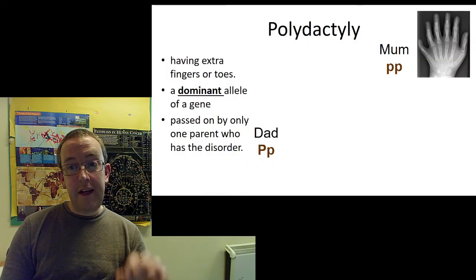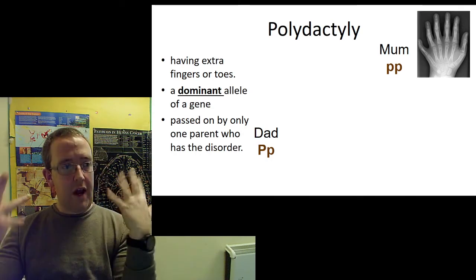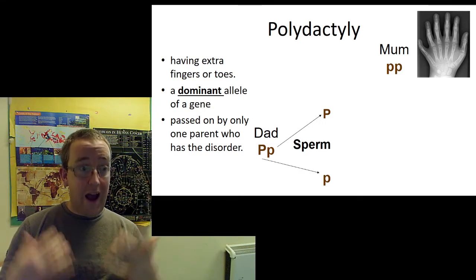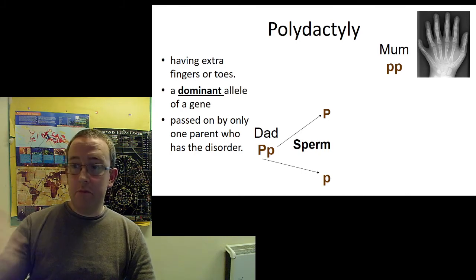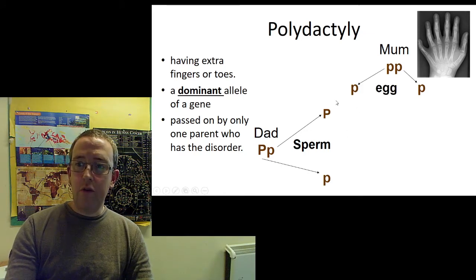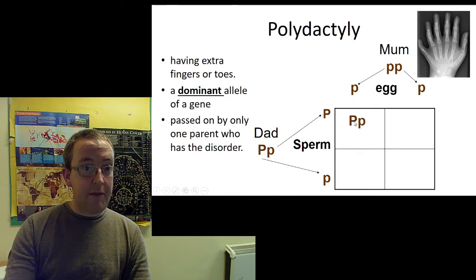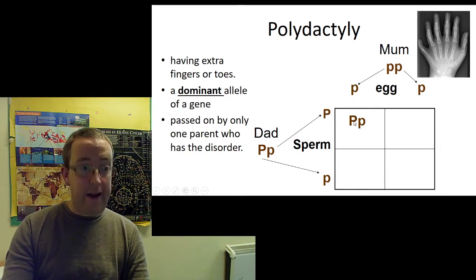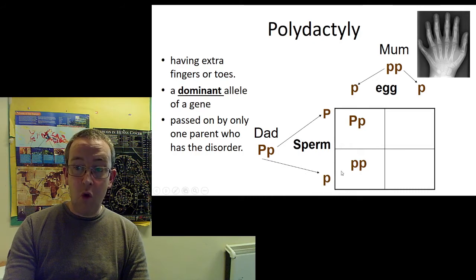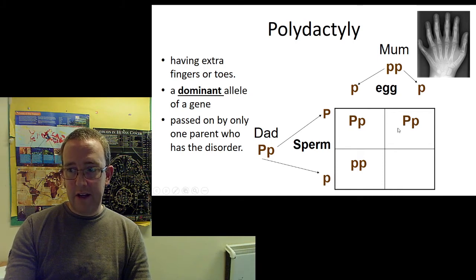Now this one is a dominant allele of a gene. So if you get 1 copy of this, you get an extra digit. In this example, Dad has got an extra digit. Mum does not, so Mum's homozygous recessive. Dad's heterozygous. Now you can work out the probability here. That person there gets 1 big P, and because this is dominant, they get an extra digit. That person there gets the dad's sperm with the recessive one in, which is normal, which means they have 5 fingers. That one there gets an extra digit, that one there doesn't.